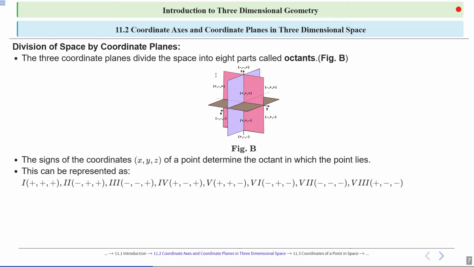As listed here. For second octant, it is minus, comma, plus, comma, plus. For third octant, it is minus, comma, minus, comma, plus. For fourth octant, plus, comma, minus, comma, plus. For sixth octant, minus, comma, plus, comma, minus. For seventh octant, minus, comma, minus, comma, minus. For eighth octant, plus, comma, minus, comma, minus.